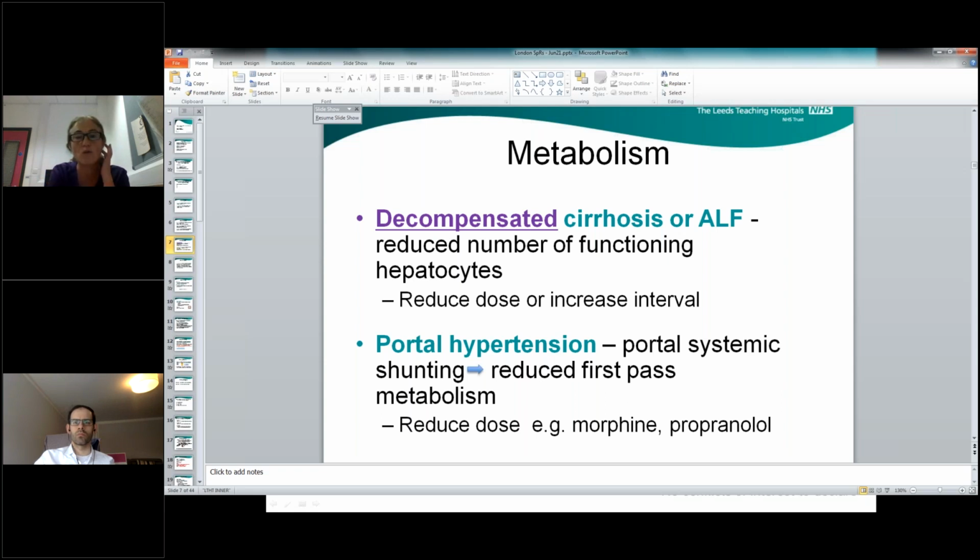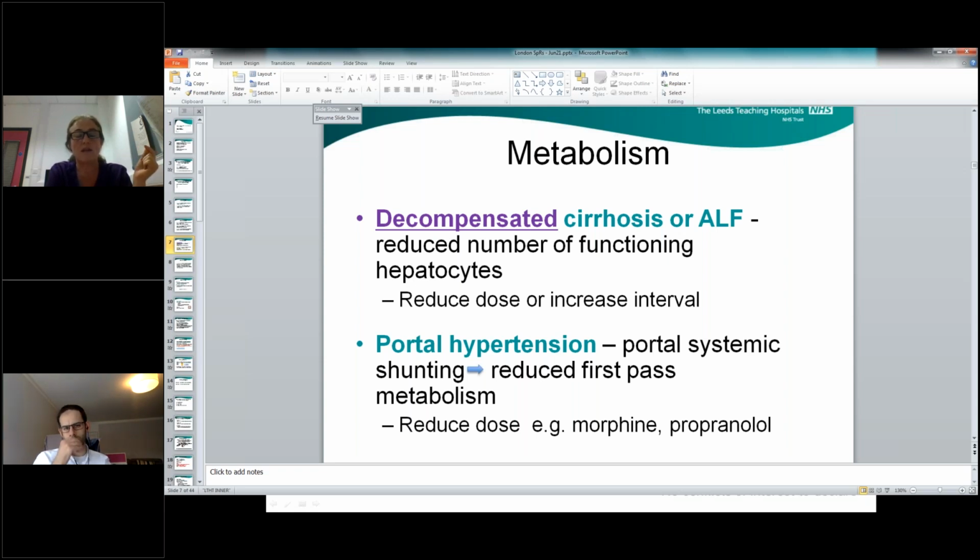That's when you're talking about somebody with an ALT that has shot up to a few thousand. In those situations, we need to think about reducing the dose or increasing the interval. And that depends very much on the drug and how it's handled, and whether it's a peak level that you need or it's just going to take a long time to clear.